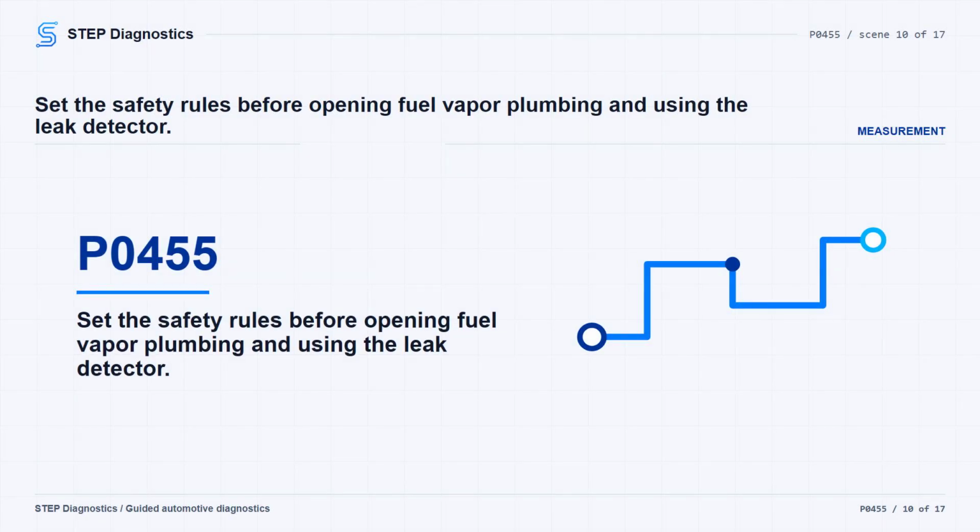Before disconnecting fuel tubes or fuel system components, relieve fuel system pressure, because fuel can stay under high pressure even with the engine off. Handle fuel carefully and be ready for spillage.